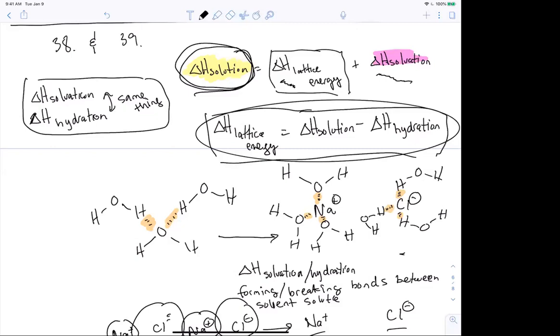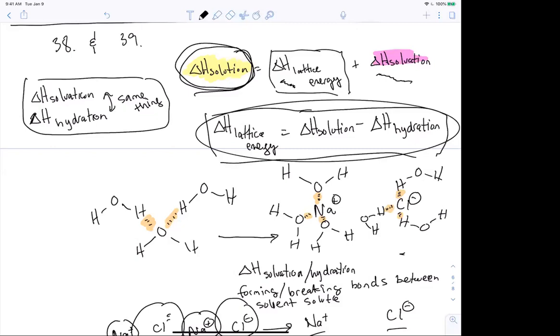So you can ask yourself, if you want to think about the question deeper, what do I expect the sign change to be on the lattice energy? But again, those are deeper questions. How intensively are we going to get into that on the exam? I don't know, not super intense. But 39 you'd solve in almost the exact same way.